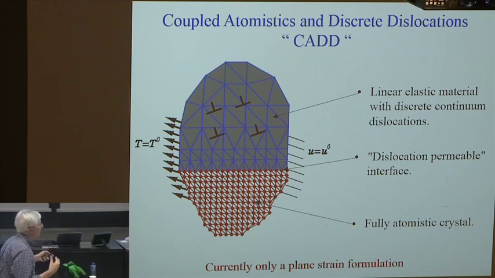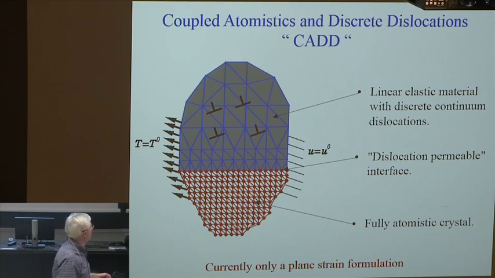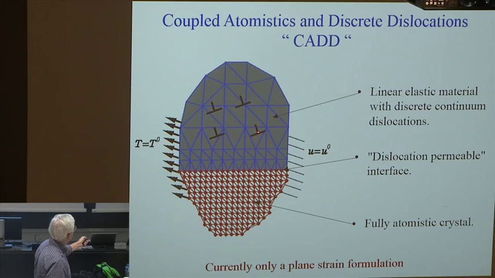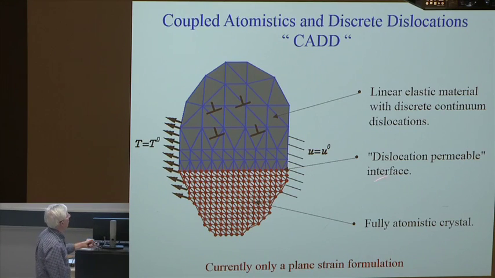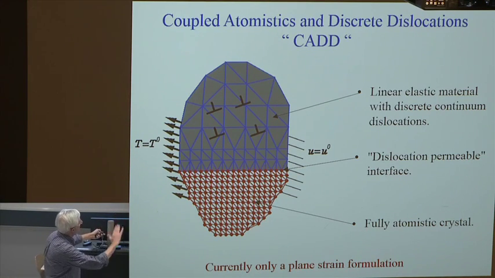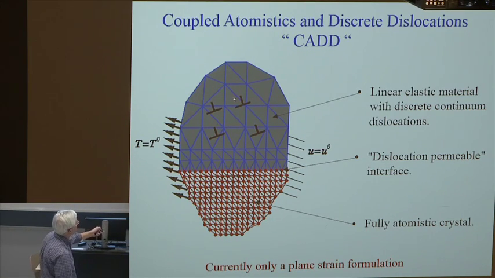We're now working on full 3D implementations of this where the dislocations are loops that can be in the continuum and go into the atoms and come out somewhere else. That's rather difficult, and it's still work in progress. So what you see is what you get here. It's a two-dimensional plane strain. Dislocations are either here or here, but they should be able to go back and forth.